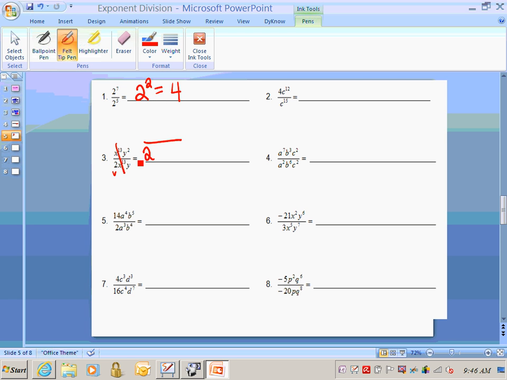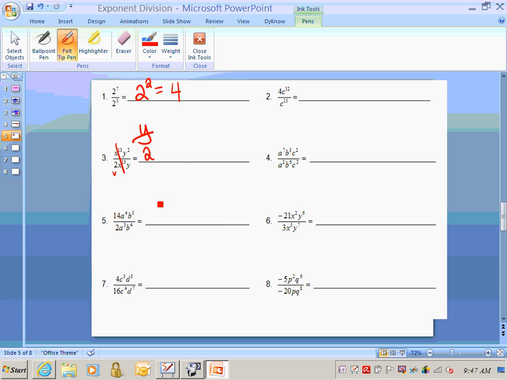My y's, how many cancel? 1. And where do I put it? Top. So I have y over 2. So this is just y divided by 2. Alright, 15.